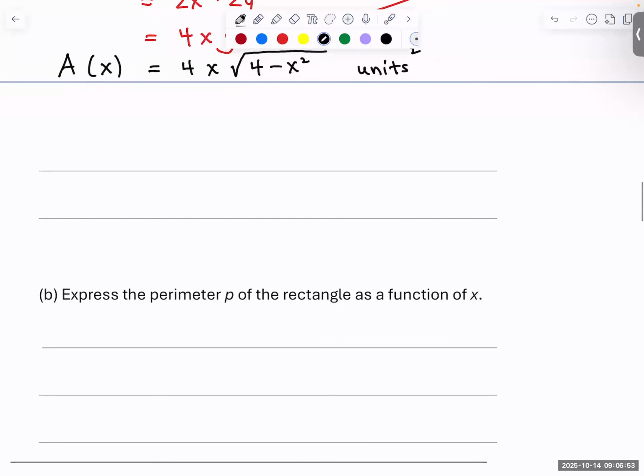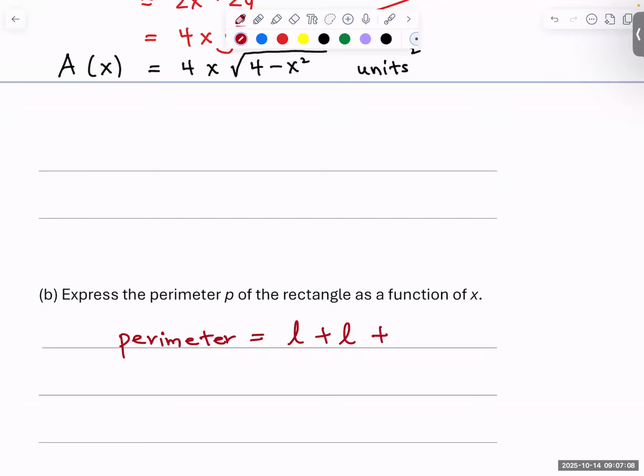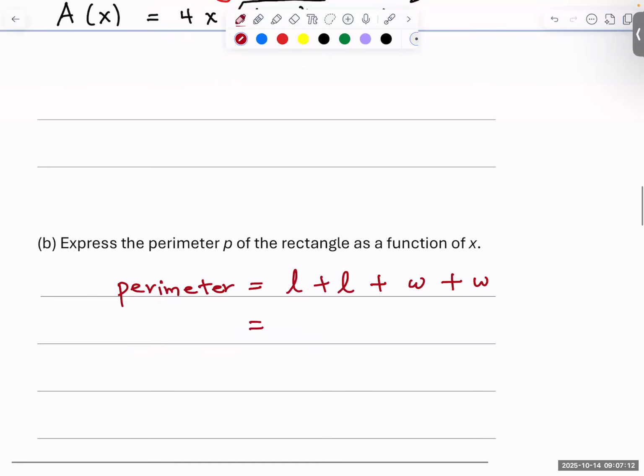Express the perimeter p of the rectangle as a function of x. In general, perimeter is the sum of the lengths of the 4 sides. So both lengths added together plus both widths added together. This is 2 times the length plus 2 times the width.